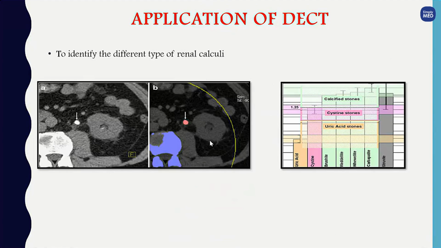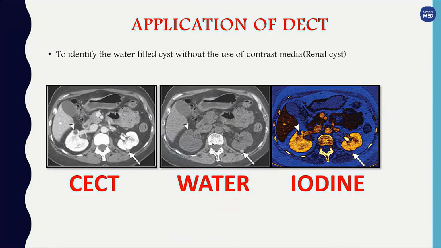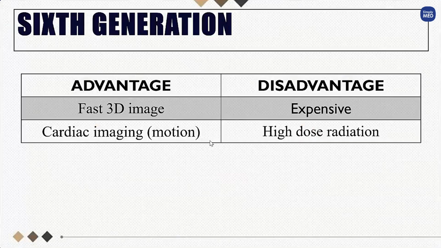Its application is to find out the different types of renal calculi. Not only the presence of renal calculi, we have different types like uric acid, cystine, and different calcifications in the calculi. We can use this to find out which calculi, and to find water-filled cysts without the use of contrast media. Advantages: we get fast 3D images in the sixth generation, and cardiac imaging is possible. Disadvantages: it's a little bit expensive and the radiation dose is more.